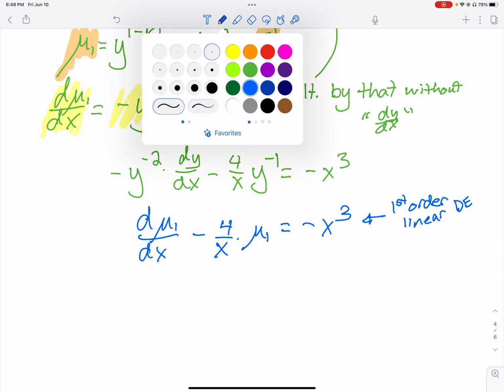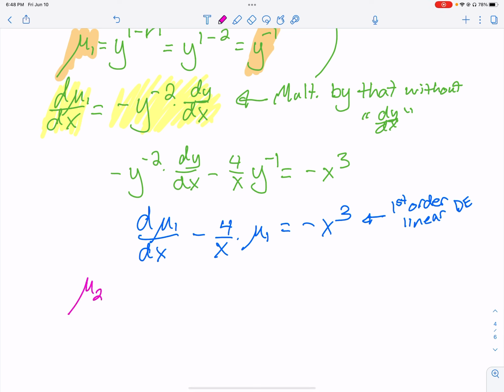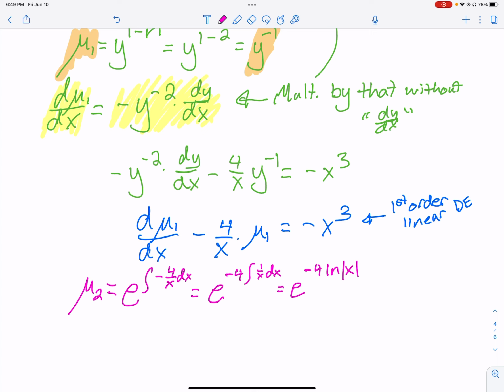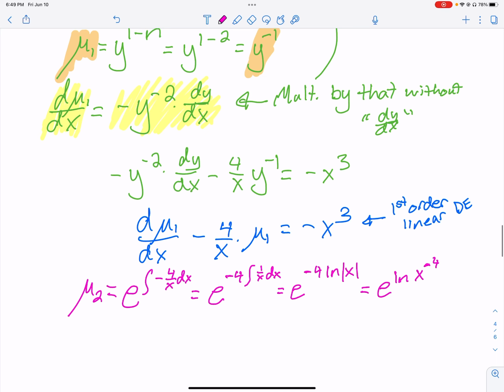So we need to set up an integrating factor. We'll call it mu2. That's e to the integral of the expression in front of mu1, which is negative 4 over x dx. This becomes e to the negative 4 integral of 1 over x dx. We're going to start seeing this a lot. The integral of 1 over x is ln x. We don't need to put plus c. This becomes e to the ln x to the negative 4. I can drop the absolute value because it's to the fourth power. And that is equal to x to the negative 4.